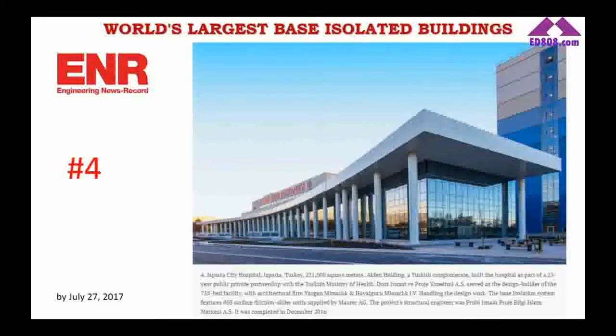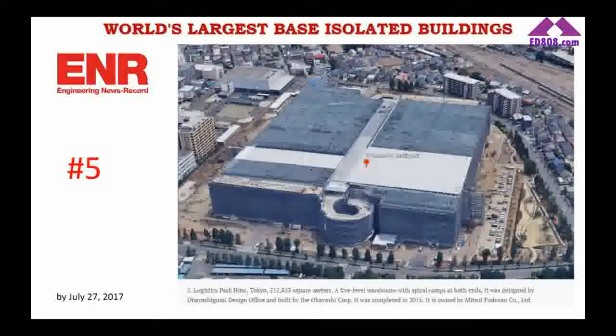These are huge hospitals. These hospitals will serve a large region near them. So they are in the list. The hospital that I told you, 1 million square meters, is also one of them. So the fourth one is from again Turkey, in the city of Isparta, covering more than 220,000 square meters of closed area.